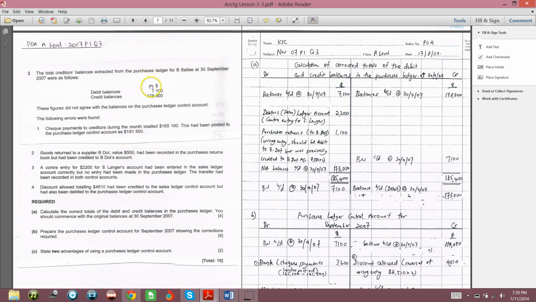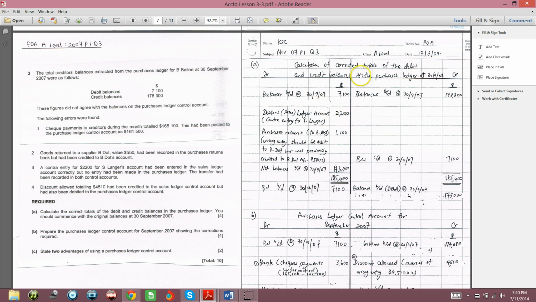Bailey at 30 September 2007 were as follows. So just now I explained why there is a debit and credit balance. This figure did not agree with the balances on the purchasers ledger control account. The following errors were found. Check payment. Okay, what the question was: calculate the correct total of debit and credit in the purchase ledger. You should compare with the original balance at 30 September 2007.